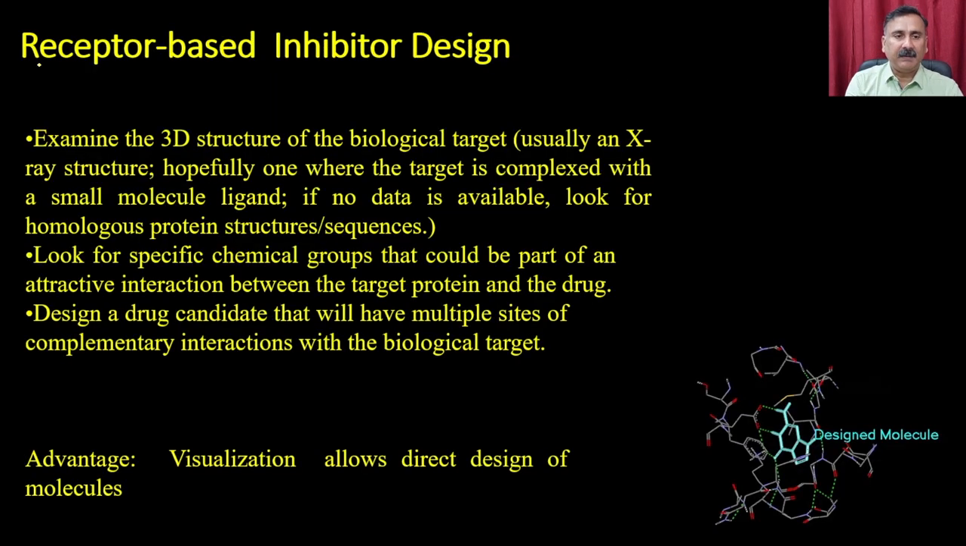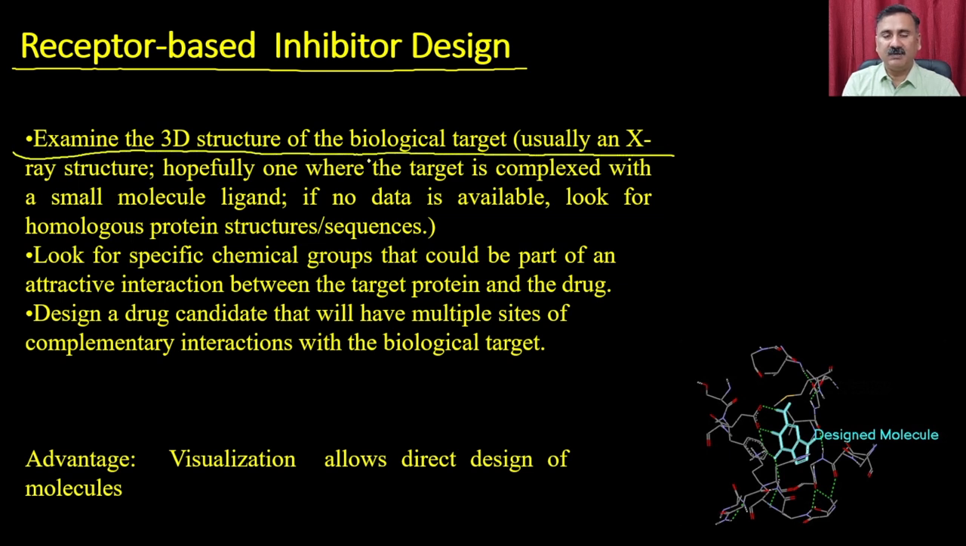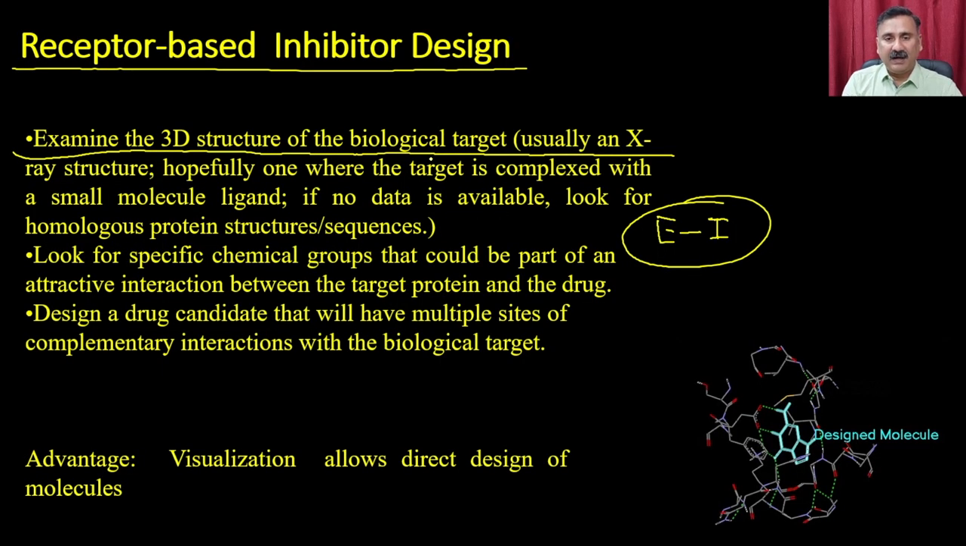Now the second approach is the receptor based inhibitor design. In the receptor based inhibitor design, you are going to examine the 3D structure of the biological target, which means you are going to examine the enzyme structures. Or if you are lucky and you have the enzyme already complexed with the inhibitor, then your task is going to be facilitated even faster. If you have such a complex available, then you see what the requirements of the inhibitor are, and what features are present in the enzyme to facilitate that.